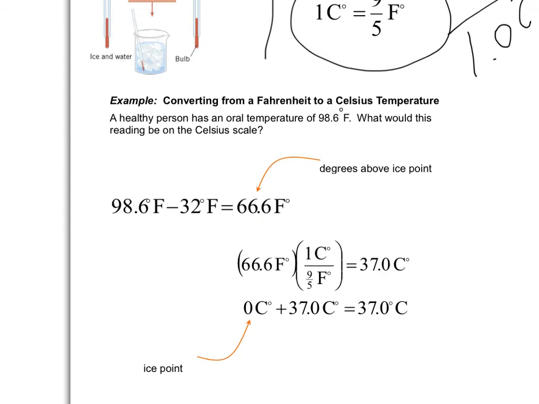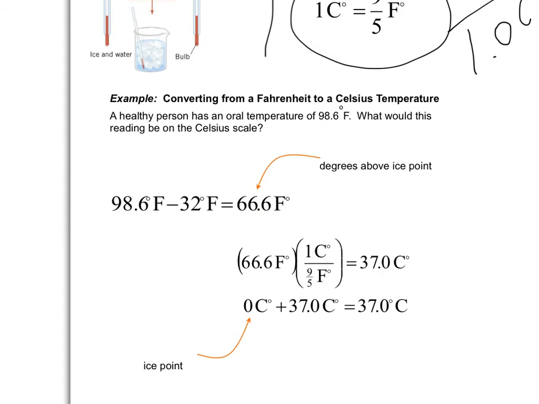So what we have is our first example of how to convert things. We're going to take a very common thing, which is your temperature. Human body temperature is usually 98.6 degrees Fahrenheit. And then we're going to say, okay, I want to know what that is in the centigrade scale.